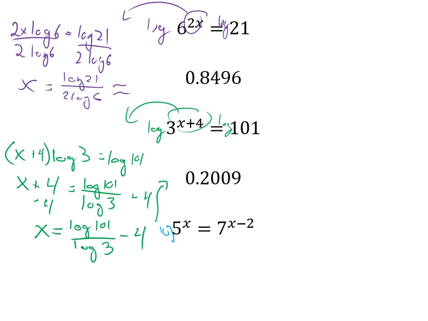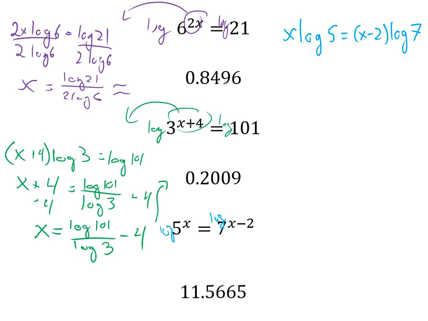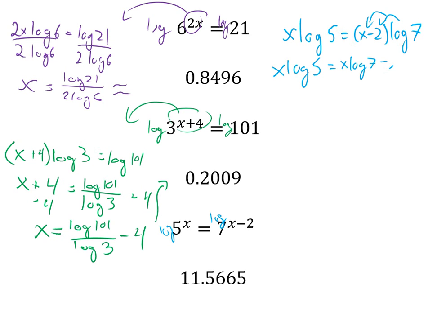Okay. Right. So now let's do this last one. First thing we do is take the log of both sides and drop the powers. That gives us x log 5 is equal to x minus 2 log 7. Okay. Now when we're solving this, what we would do is distribute this to both parts, giving us x log 5 equals x log 7 minus 2 log 7.